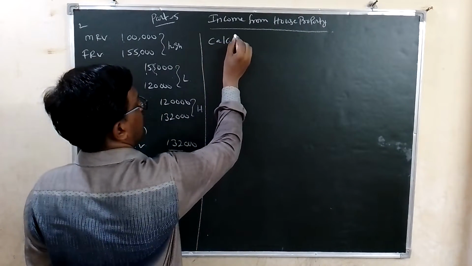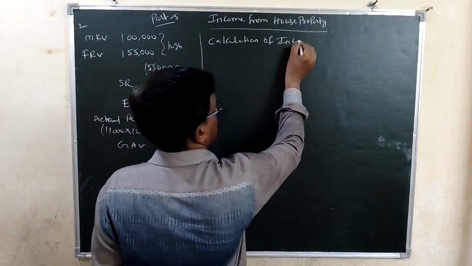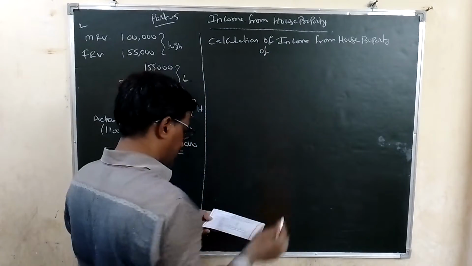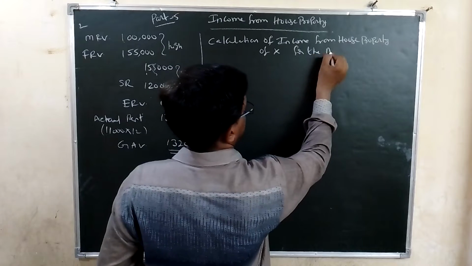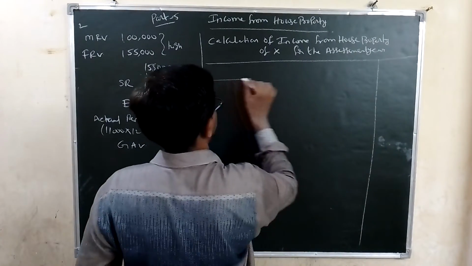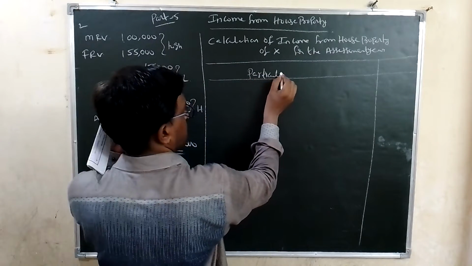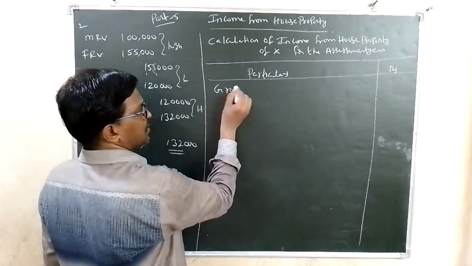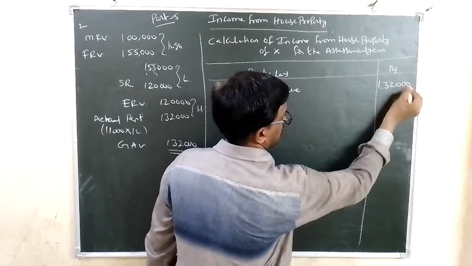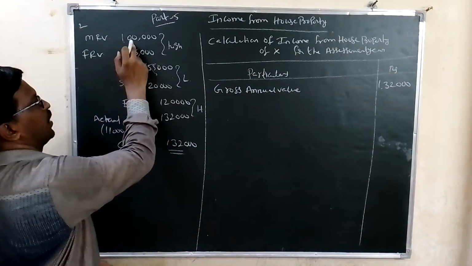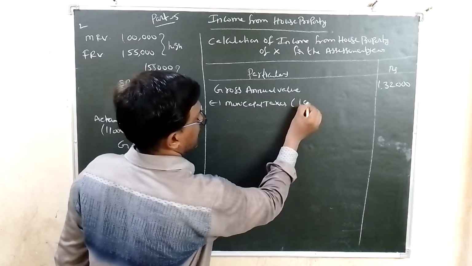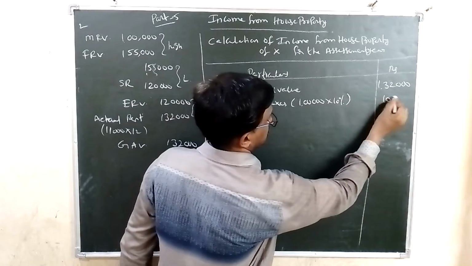Calculation of income from house property of Mr. X for the assessment year. Particulars, rupees. Gross annual value, 1,32,000. Municipal taxes is 10% of municipal value. Here the municipal value is 1 lakh, so municipal taxes will be calculated on the municipal rental value. So 1 lakh into 10%, it means 10,000.